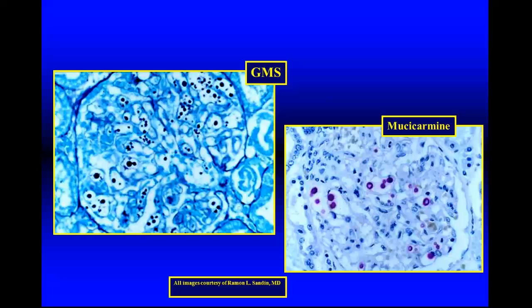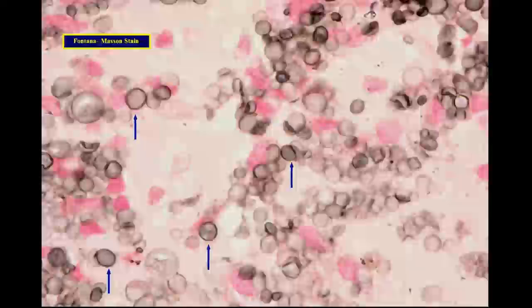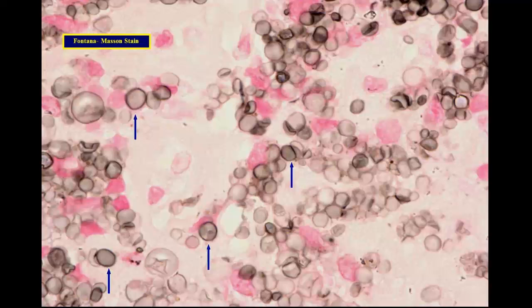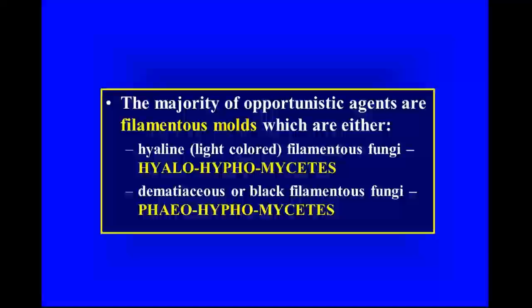In the very rare acapsular or hypocapsular isolates, we can then again go to this stain that I had shown you, the Fontana-Masson, that has this thin rim of melanin in the wall. So who cares if there's no capsule? The wall is the one that has the thin rim of melanin, and that would save the day.